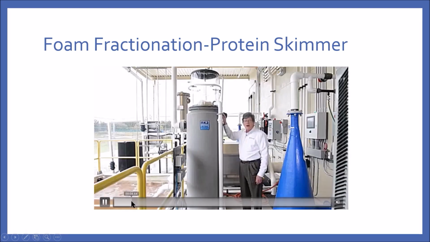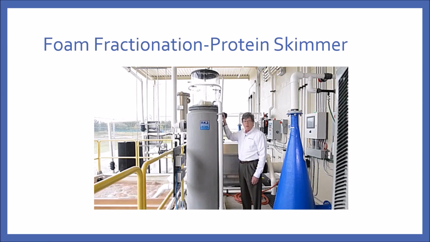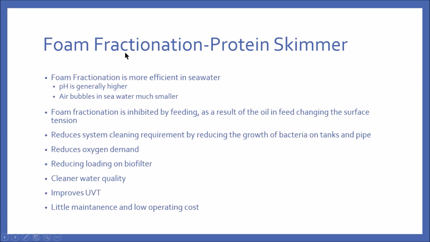As you can see, the rule of thumb is that the taller the protein skimmer, the more it maximizes the contact time between the bubbles and the liquid, and having a larger diameter would also generally mean it's rated for a higher capacity. I will now move on to some of the theory behind the protein skimmer. It is also possible to run your RAS systems without a protein skimmer, and it is commonly done in a freshwater condition. However, in seawater, your pH is generally higher and your air bubbles are much smaller, hence making foam fractionation more efficient in seawater.